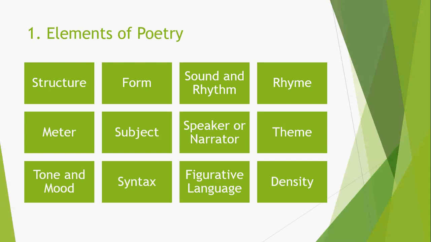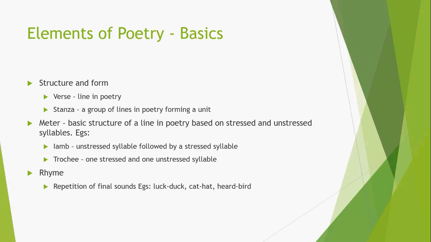We studied how structure, form, sound, rhythm, the theme, the meter, the tone, the use of figurative language are all elements of poetry. To understand the elements of poetry, we looked at the structure and form. We tried to understand what a basic line in poetry is, and we said it is a verse and a group of lines that form a unit, like a paragraph in a prose passage, is called a stanza in poetry. We studied how meter is the basic structure of a line in poetry and that it is based on the use of stressed and unstressed syllables.